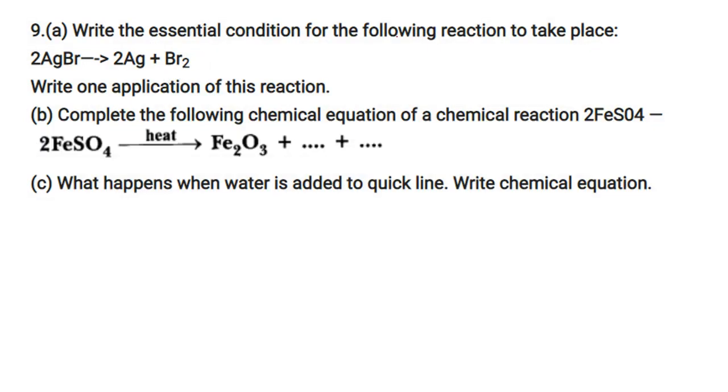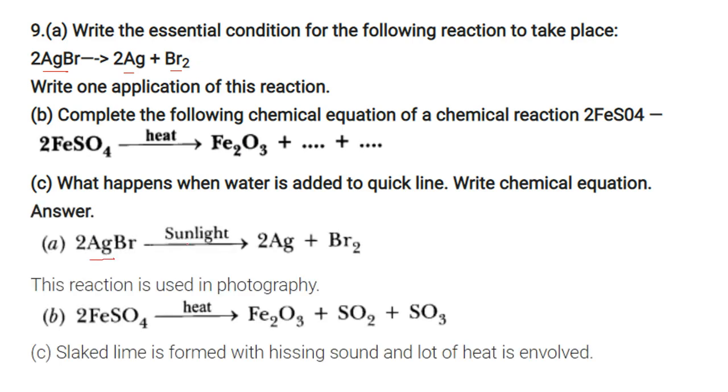Write the essential condition for the following reaction to take place. AgBr forms Ag and Br, that is silver and bromine. Write one application of this reaction. So this AgBr, when it is exposed to sunlight, forms Ag, that is silver, and bromine. And this reaction is very important and used in photography. The second, FeSO4, when it is heated, forms Fe2O3, SO2 and then SO3.